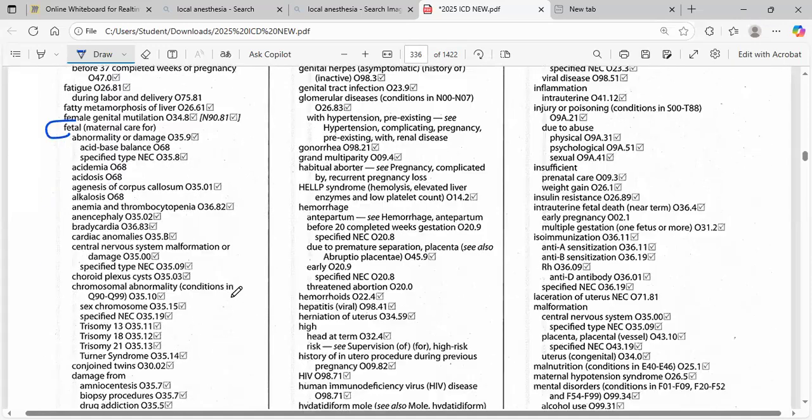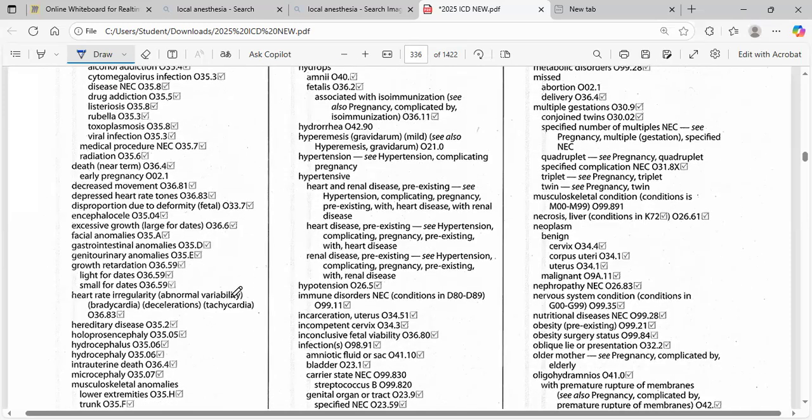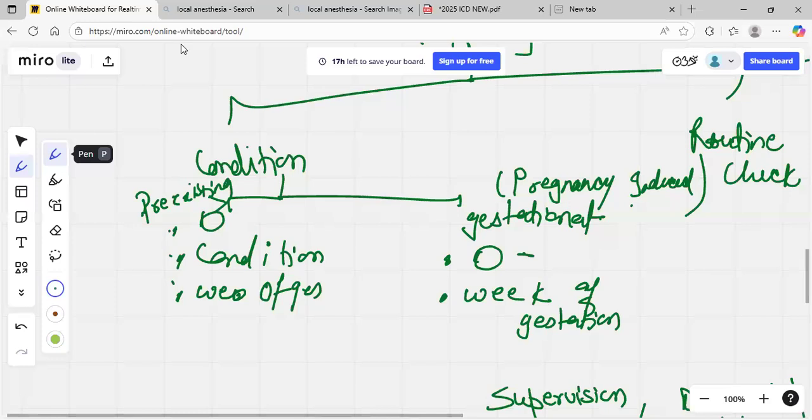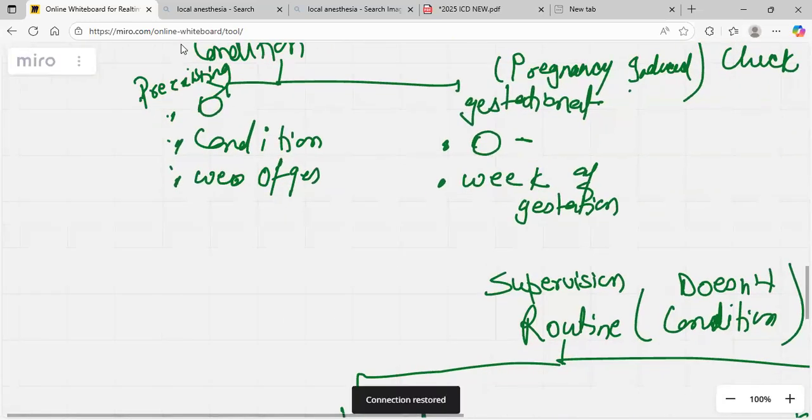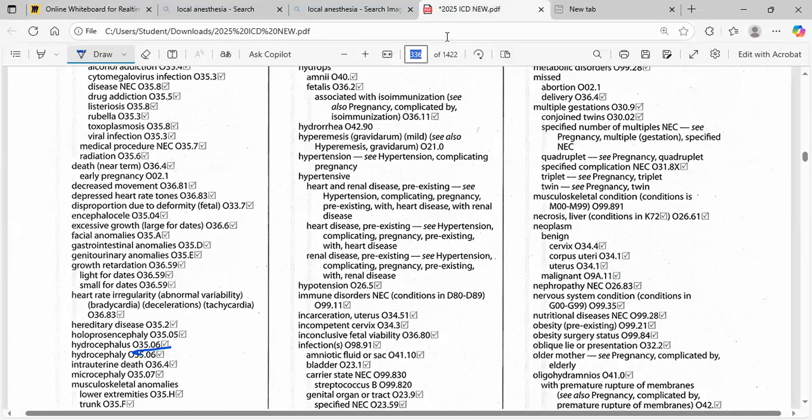patient is having the hydrocephalus. Not patient, baby has the hydrocephalus. So O35.06. This is an incomplete code. Now we have to complete this code. For completion, we will refer to the tabular.